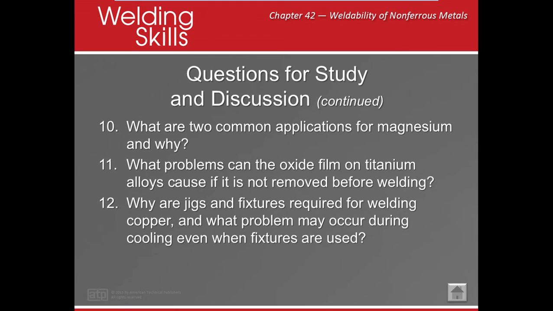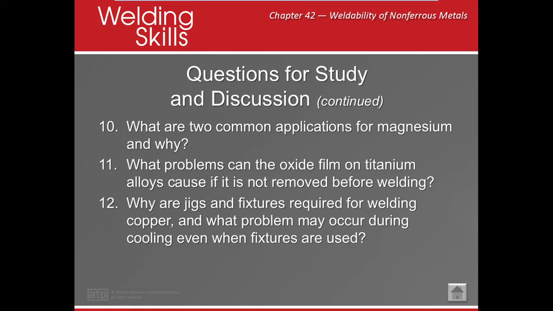All right, what are two common applications for magnesium and why? Well, we know that magnesium has a what? High strength to weight ratio. Okay, so that means what? We're going to use it in aerospace, auto racing, automotive wheels, remember, mag wheels, and batteries. Okay, because it's a lot lighter.